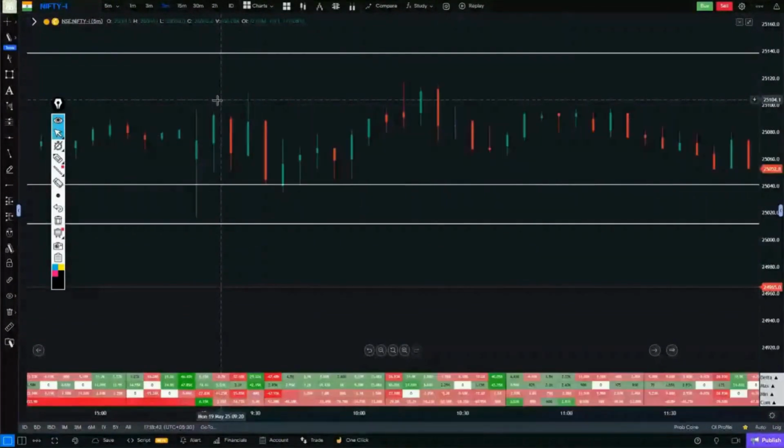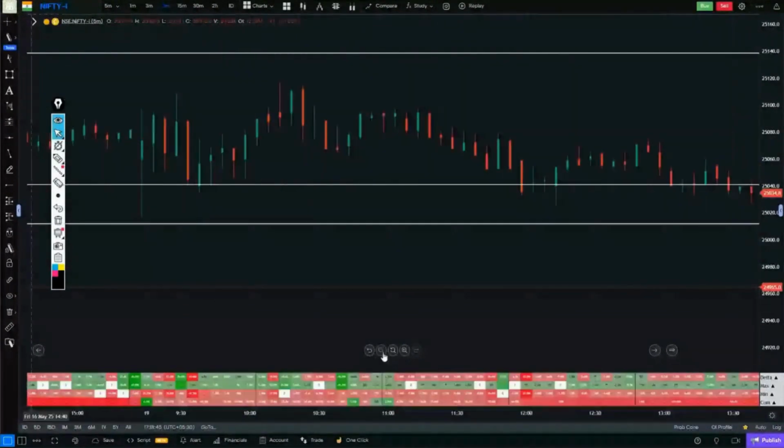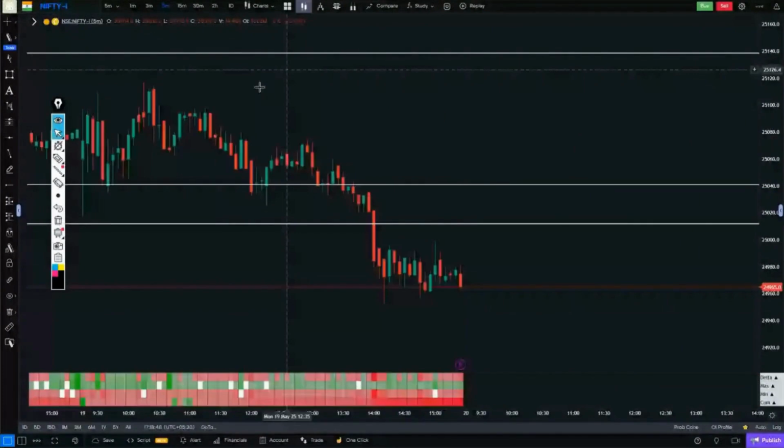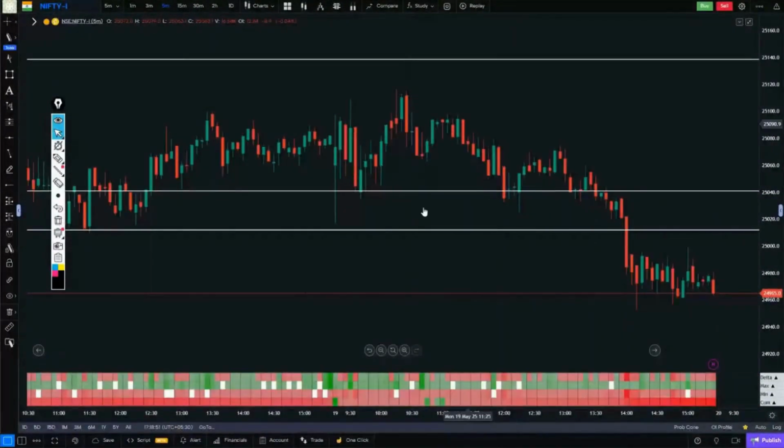Okay, so let's also check the confirmation from the volume profile once to see what the volume profile was indicating to us today.